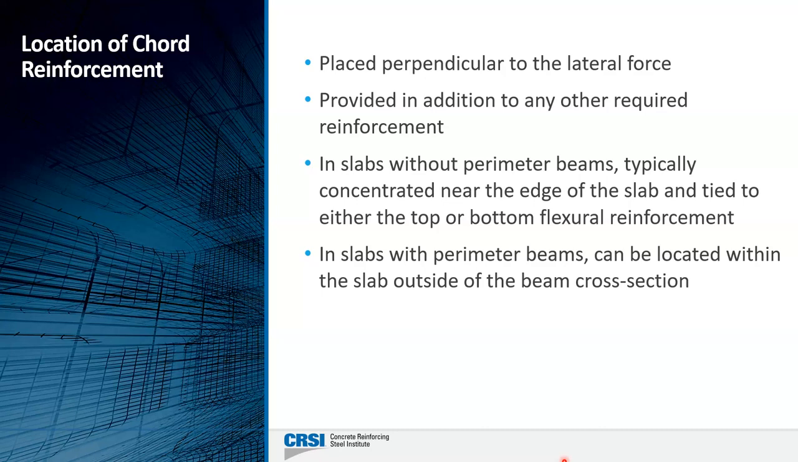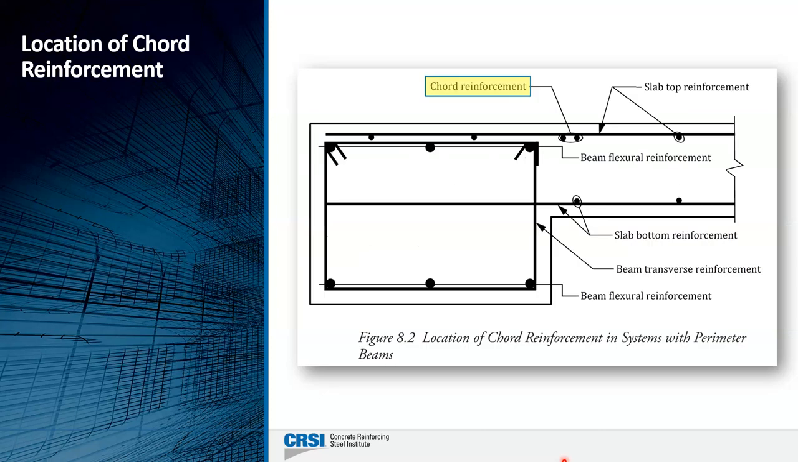However, if you do have perimeter beams in the slab, we like to locate the chord reinforcement outside of the cross section of the beam, sort of in this area here, because we don't want to introduce any additional tension or compression forces into that edge beam. So if this edge beam were not here, we would usually put the chord reinforcement somewhere out here, but we don't want to introduce any additional forces if you have a beam, and that's why we tend to put it just outside the cross section of that beam.